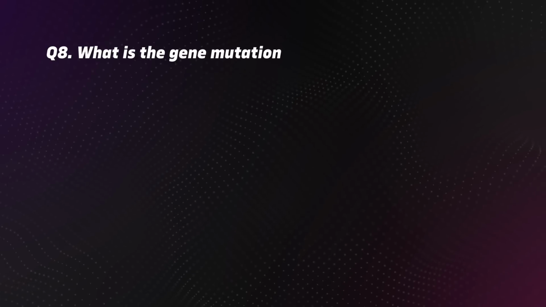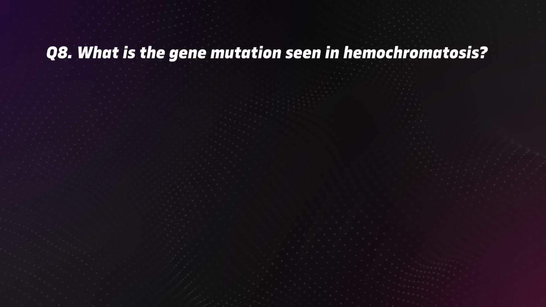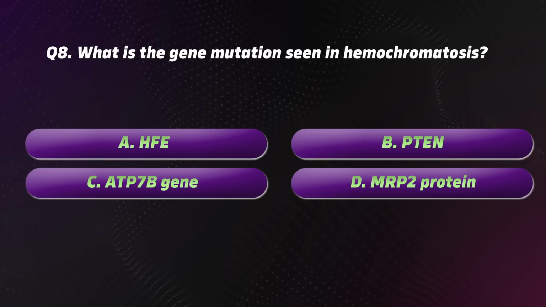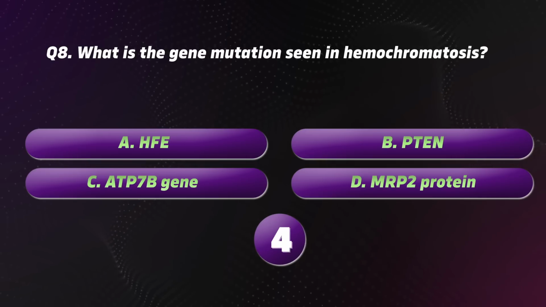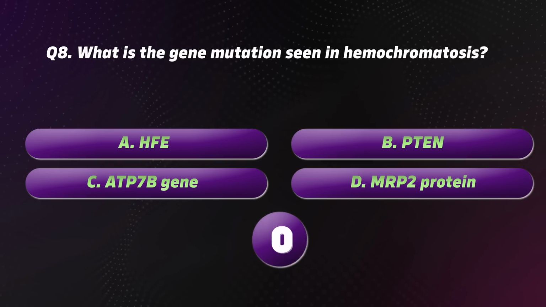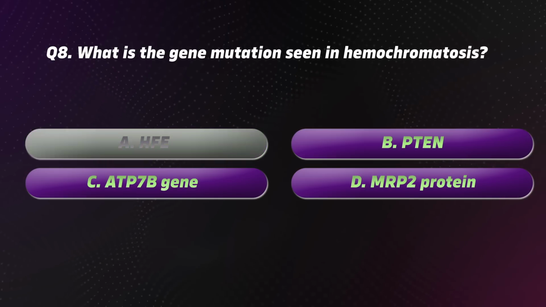Question 8. What is the gene mutation seen in hemochromatosis? Here are the options. A. HFE. B. PTEN. C. ATP7B gene. D. MRP2 protein. And the correct answer is option A, HFE.